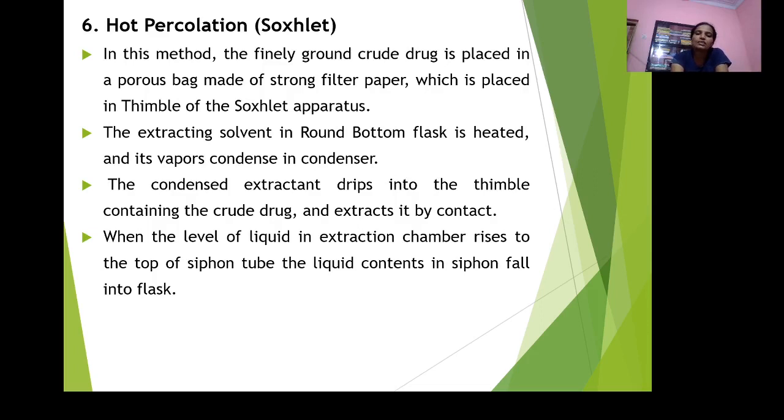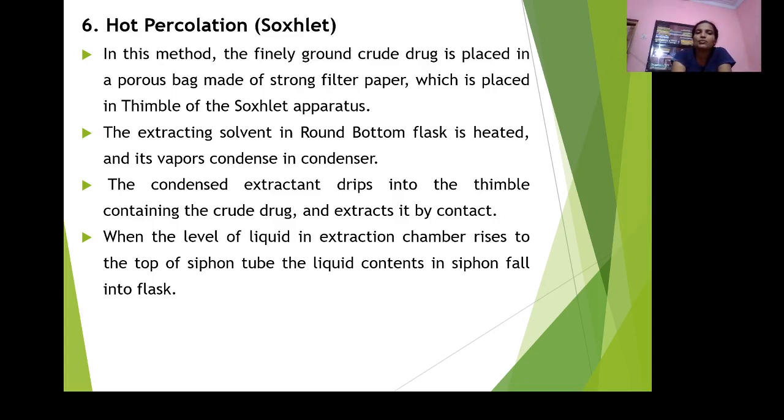Then the solvent which is used for the extraction process should be taken inside the round bottom flask, and that flask should be heated so that vapors arise from that solvent, and those vapors are condensed in the condenser, and that condensed liquid drips into the thimble which contains the active drug material, the crude drug powder, and that porous bag gets wet, and extraction is done by contact.